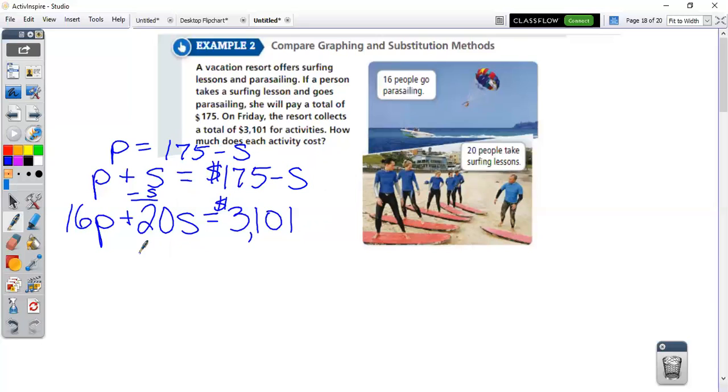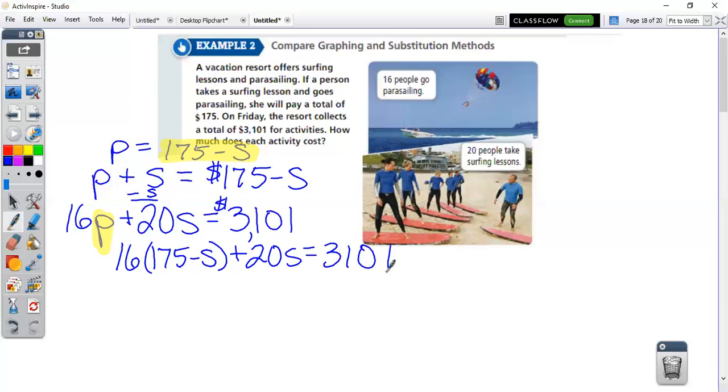What do I do with that? Plug it in for p and s. So here's p. Can y'all still see that? I'm going to take that and plug it in for p right there. Everything else stays the same. So 16 times my p, 175 minus s, and I write the rest of it just like it is, plus 20s equals 3101. And I work my problem. Now I have only one variable, s.